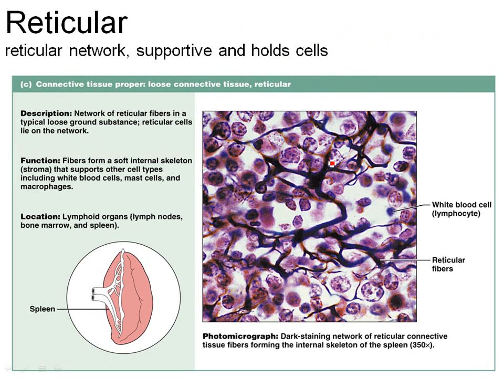Reticular. Reticular has these really dark branched fibers that look like old scary trees. Those are the reticular fibers. It forms a reticular network that's supportive and holds cells in place. So for example, you have these in your spleen. And where you find it, there would be white blood cells, immune system cells, in this supportive network. And as fluid passes by, those white blood cells would be able to examine the passing fluid and phagocytize out anything that doesn't belong.